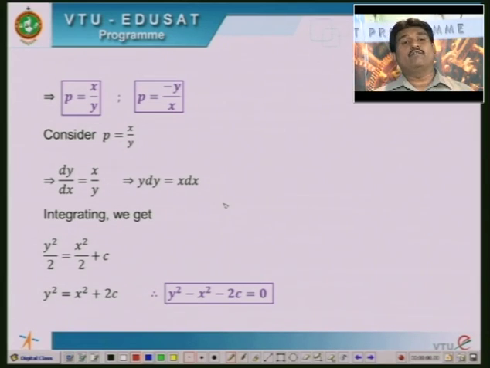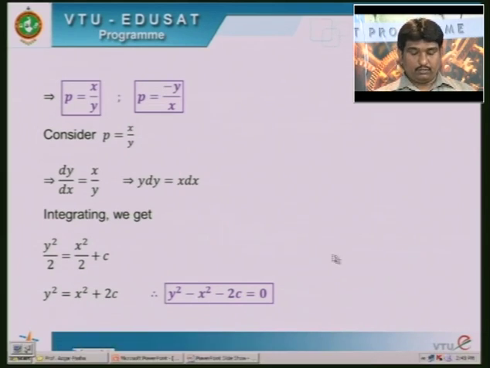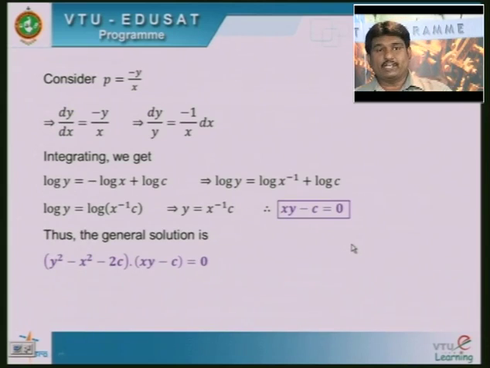Integrate it: y square by 2 equals x square by 2 plus c, and then multiply by 2 to get y square minus x square minus 2c equals 0. Consider the second factor, p equals minus y by x.